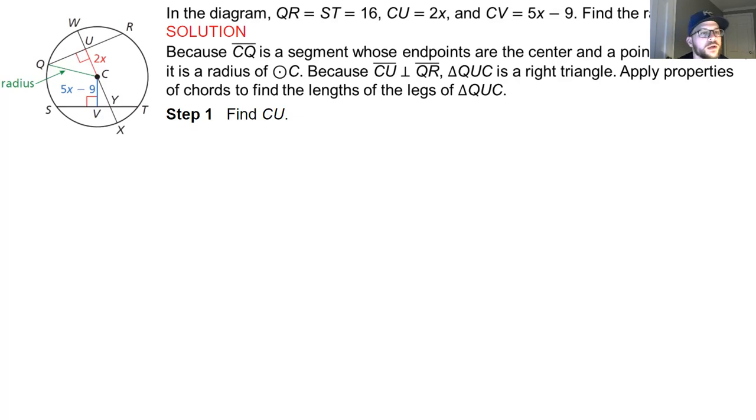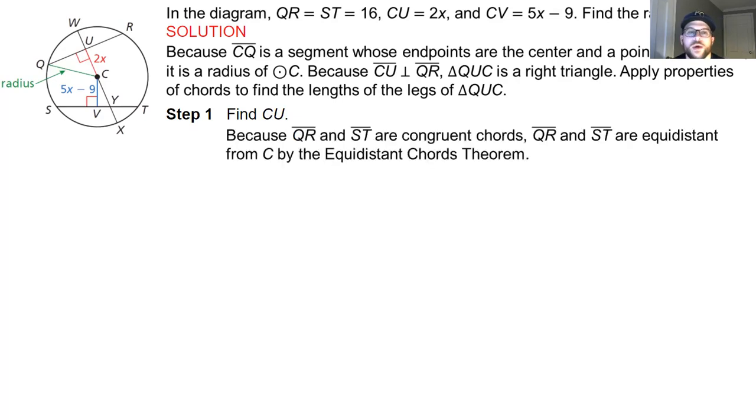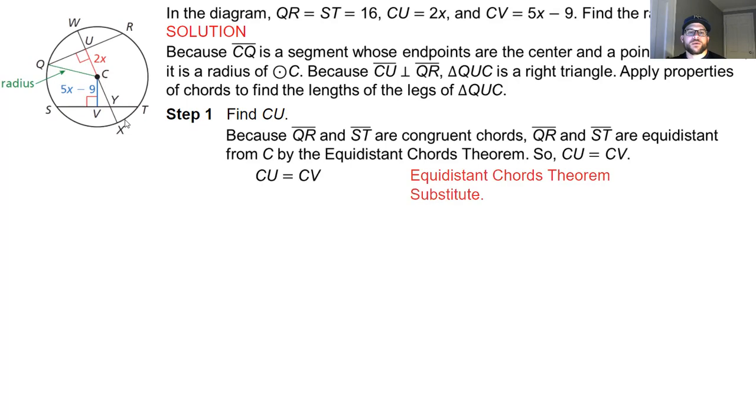So CU is given as 2x in our diagram. Because QR and ST are congruent chords, they are also equidistant from the center. So CU is also equal to CV, sorry, because that is the one going to the chord. CV is part of the diameter. So CU is equal to CV.